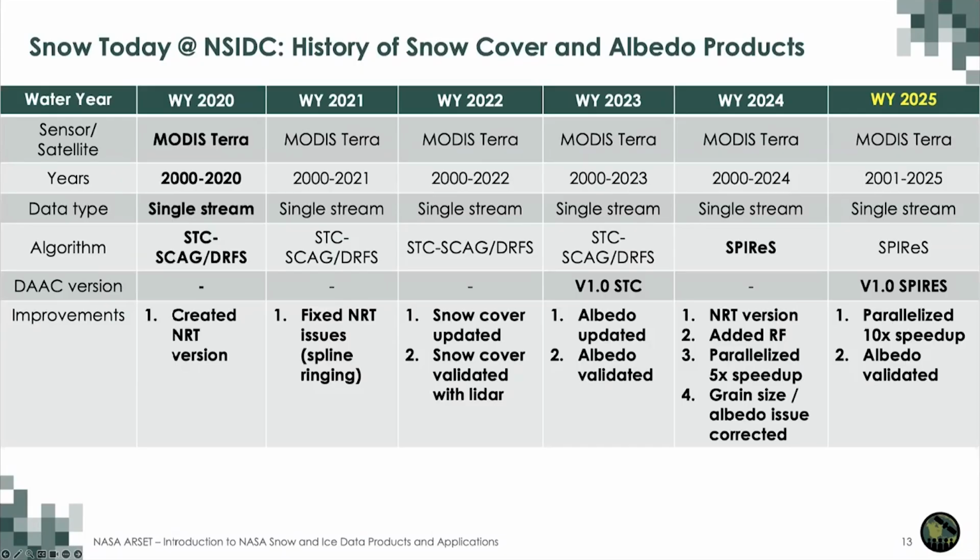During the years with the STC algorithm, we made a bunch of improvements, which are highlighted at the bottom here, including the validation, which I've shown already. Currently, we're using the Spires algorithm, and we've updated this from the published version by Dr. Baer to now do near real time. We've added radiative forcing, and we've sped up the algorithm and corrected issues that we found in the original algorithm with the grain size and albedo. Looking forward, we're again parallelizing this algorithm so we can run it over larger areas and get data out faster.